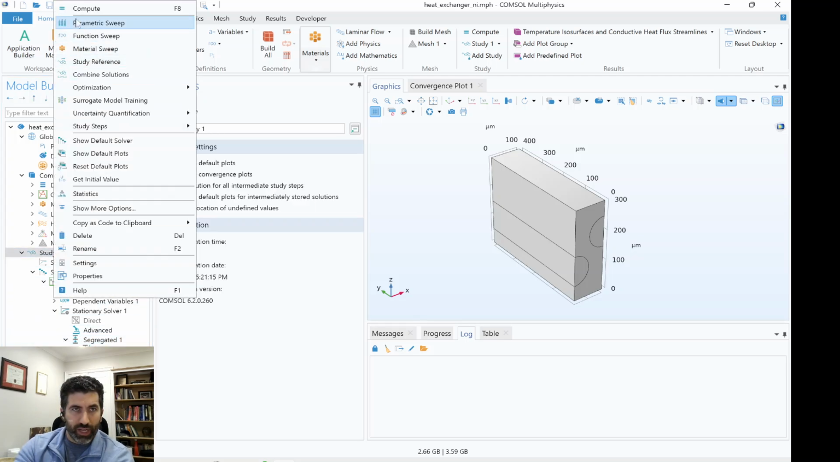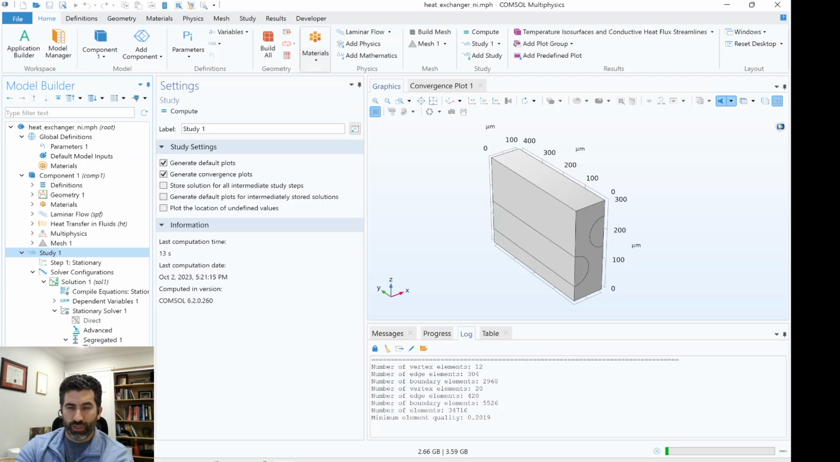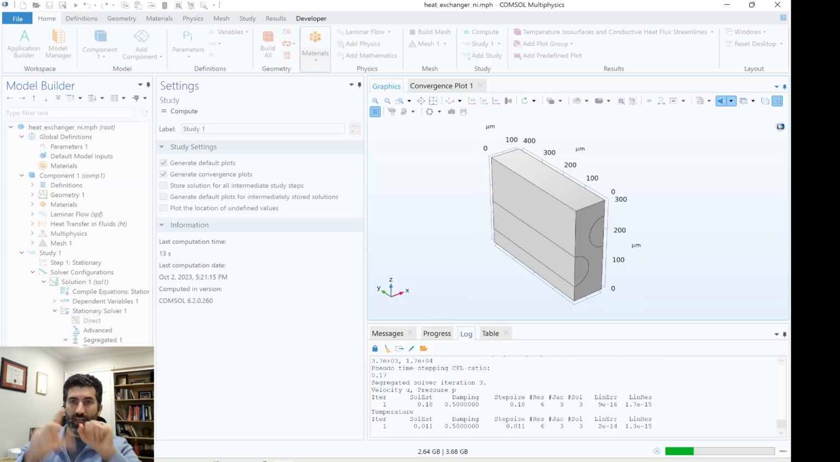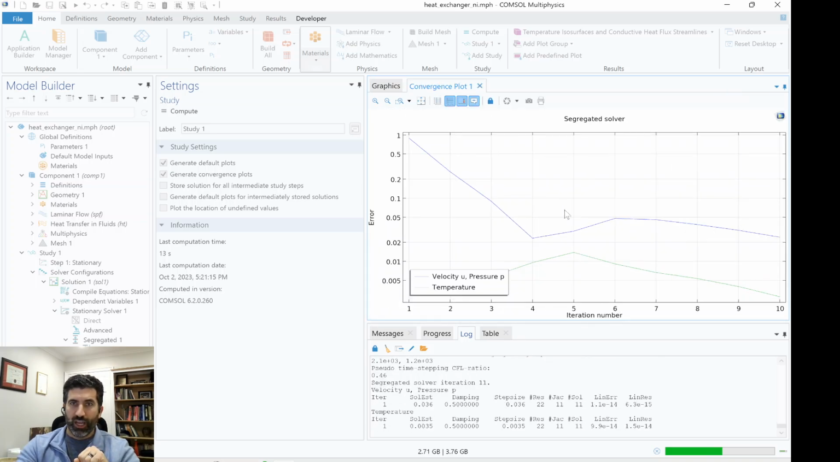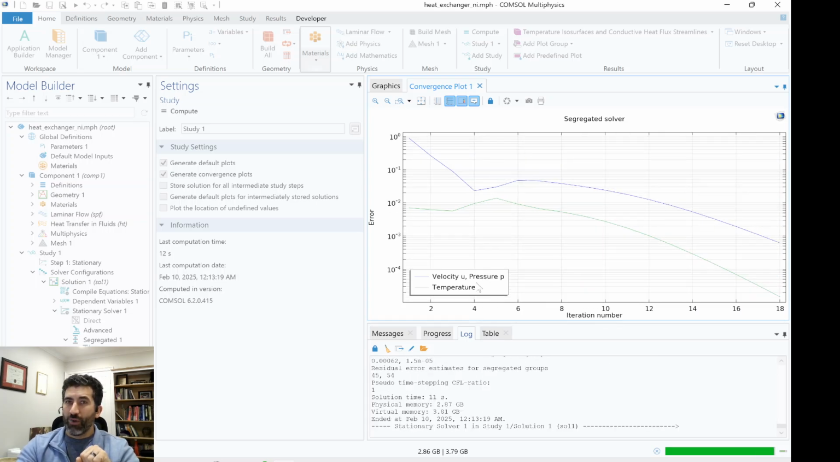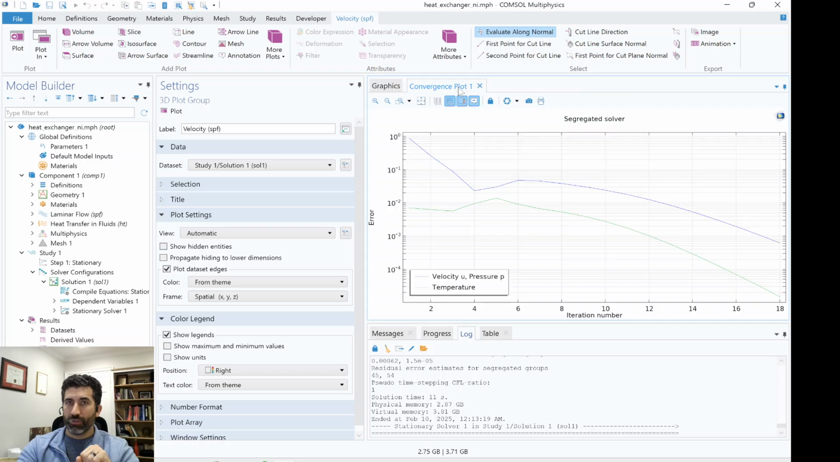And what we can do is go to compute. You can see there's going to be a lot of messages coming through the log here. That's because you're solving one, the other, the other, the other. And if you look on the convergence plot, you're actually going to see two lines here. Typically, you would only see one. One is the temperature, and the other one is the pressure and velocity, as those are both converging and their error is approaching zero.